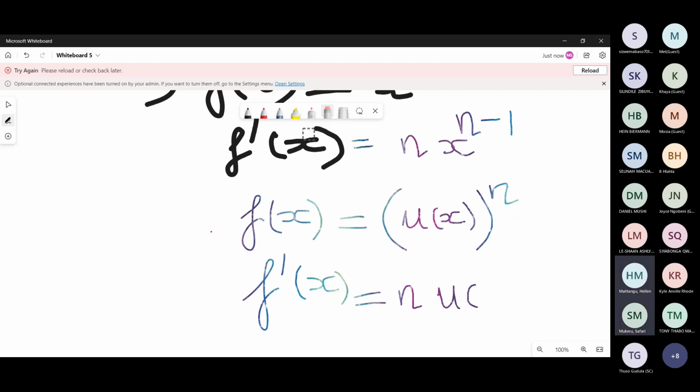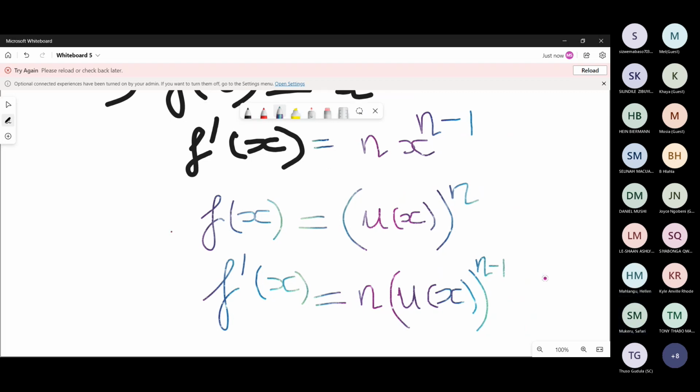Yes, but continue. Who can continue, please? What will be the power here? Which power do you have here? Please, are you following on the board? Yes, n minus 1, right? Good. As you are not done yet, you multiply by the derivative of the function u itself, u prime of x. Any question there?